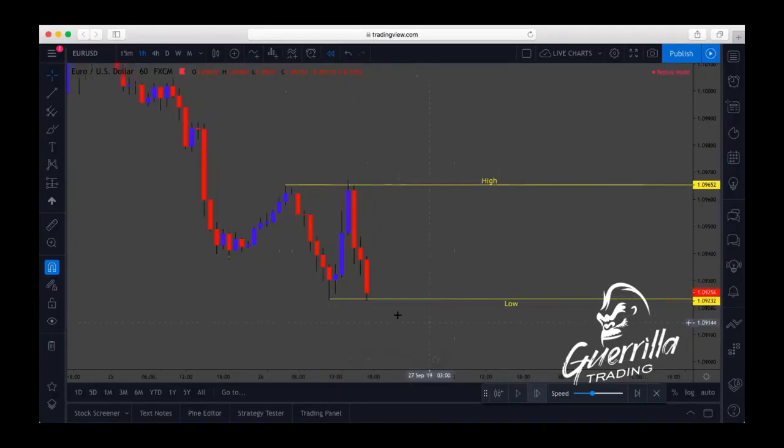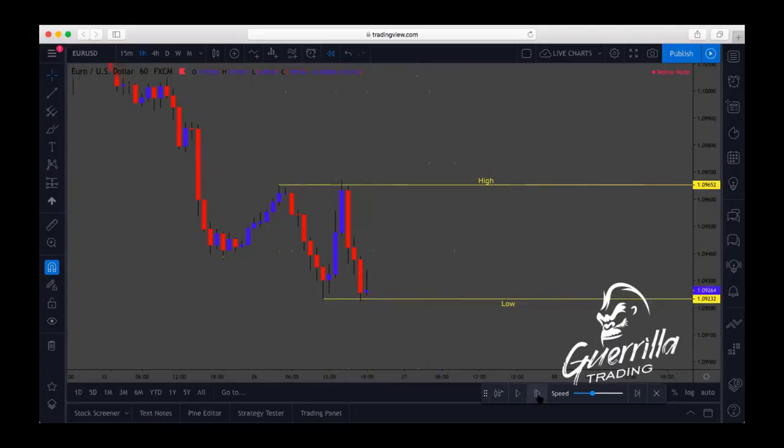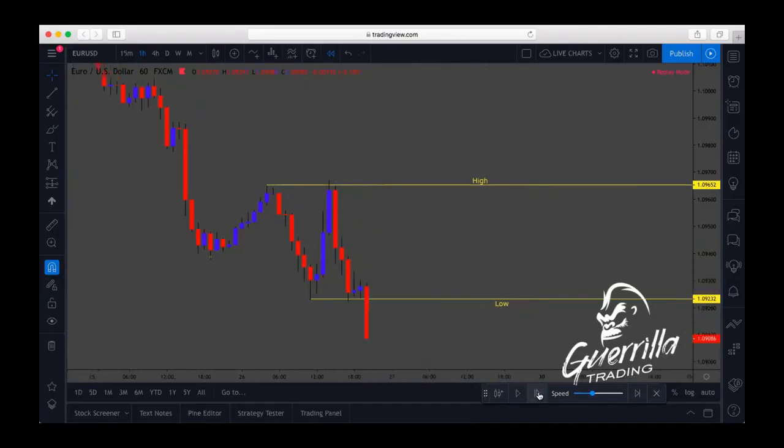Okay, so we keep going down. Again, this has just broken the low, but has it broken it with any force? Not really. We've just pulled back. The next candle, as you can see, is blue. So we've broken this low and we've retraced. Again, corrective nature. Okay, so we'll keep playing this and see.